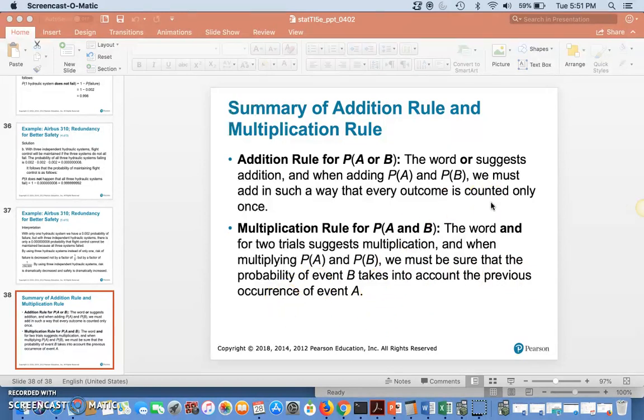So the main thing I want you to key in on right now is the word or, we add; the word and, we multiply. So A doesn't go with A. A goes with or, and M goes with and. So multiplication and, addition or.